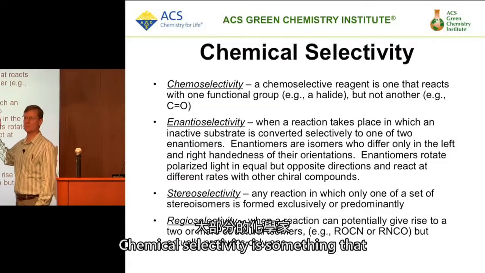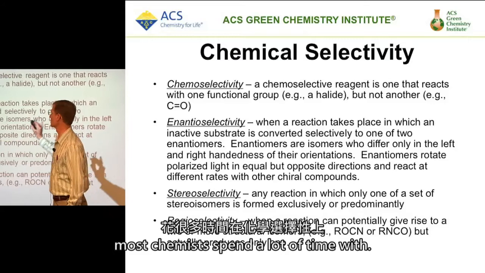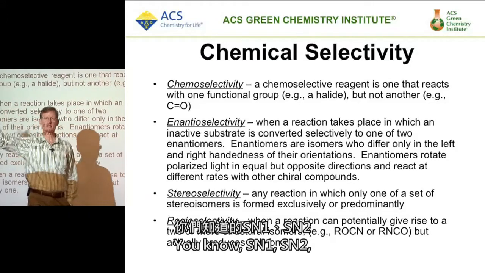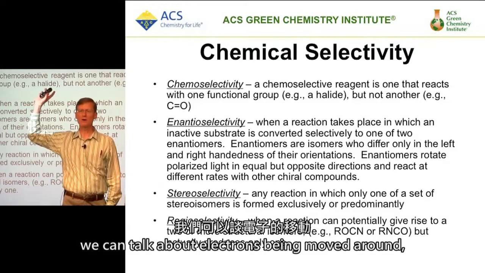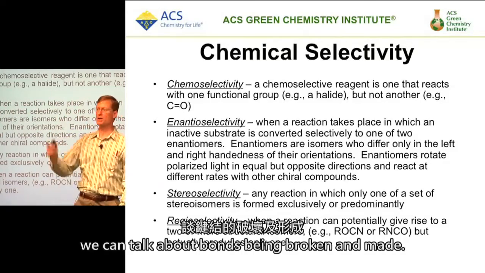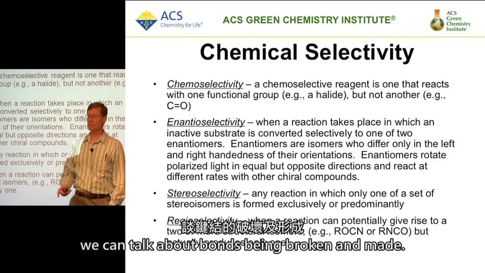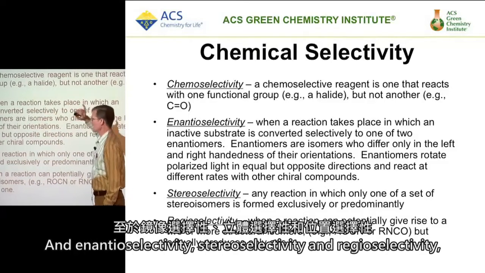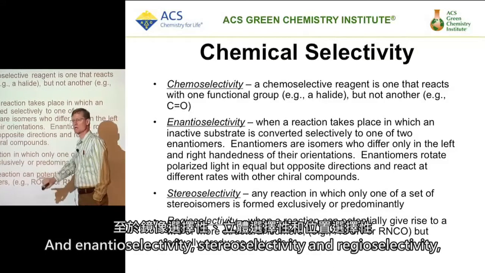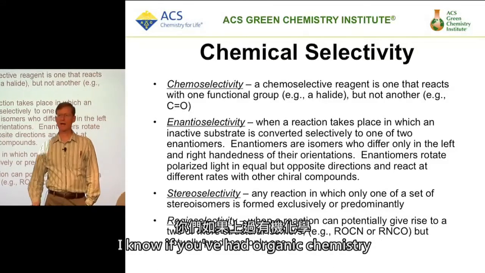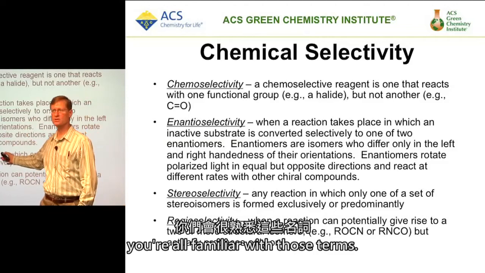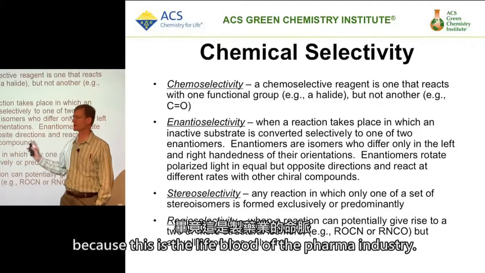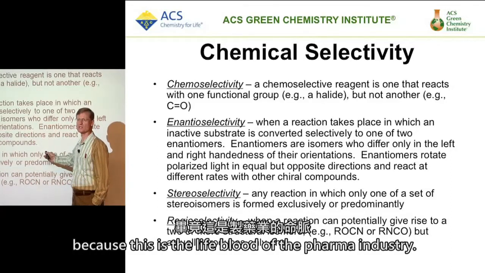Chemical selectivity is something that most chemists spend a lot of time with. All right? Chemoselectivity, we only want one group to react. You know, SN1, SN2, we can talk about electrons being moved around, we can talk about bonds being broken and made. This is chemoselectivity. That's what everyone focuses on. And enantioselectivity, stereoselectivity, regioselectivity, I know if you've had organic chemistry, you're all familiar with those terms. Probably not as familiar as someone in the pharma industry because this is the lifeblood of the pharma industry.